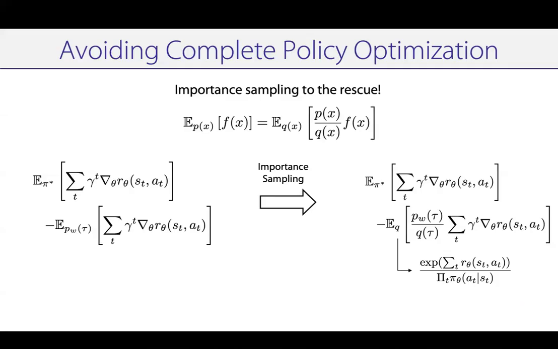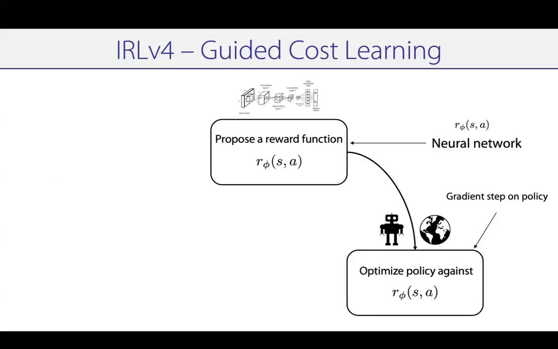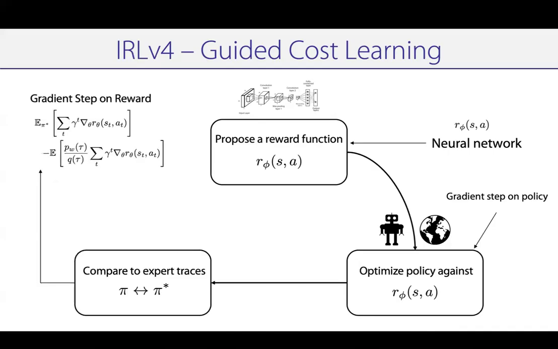In practice, the nice thing about this procedure is that it looks something like this. Rather than doing full policy optimization, you take a step on your policy, then a step on your reward function, then a step on your policy, and a step on your reward function. The main thing that changes is that this importance weight is going to keep changing.